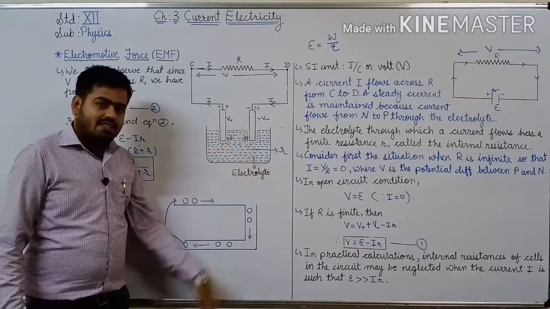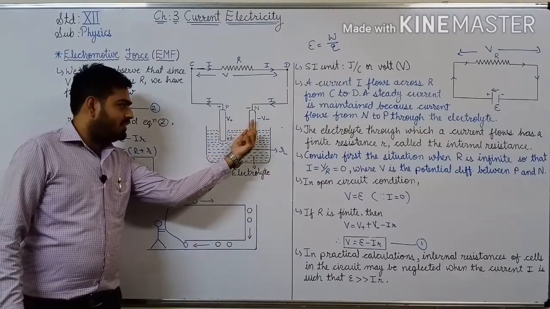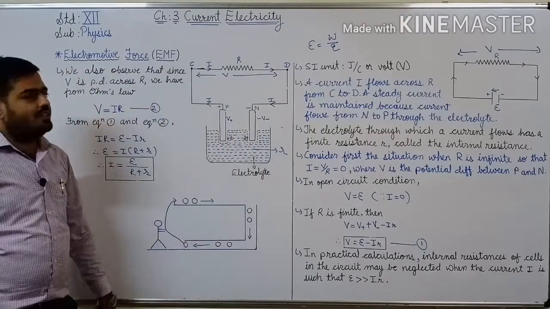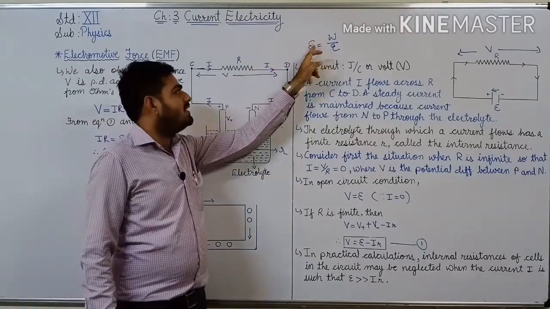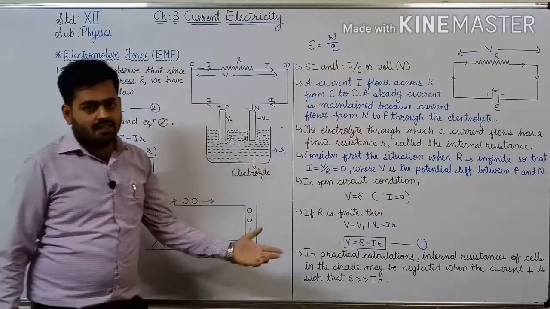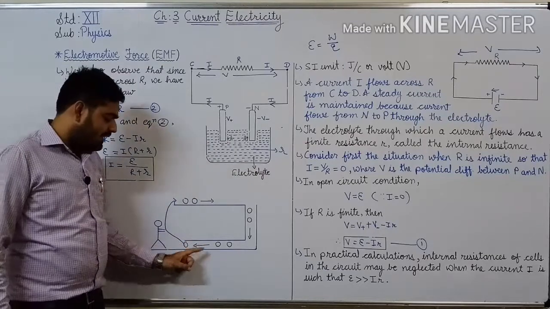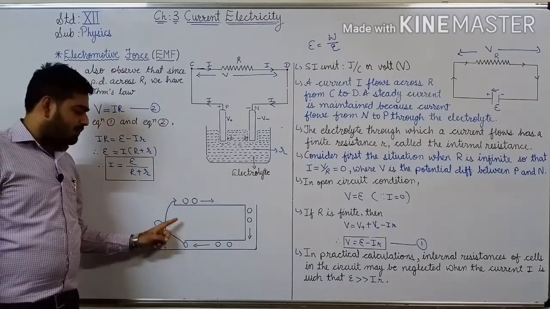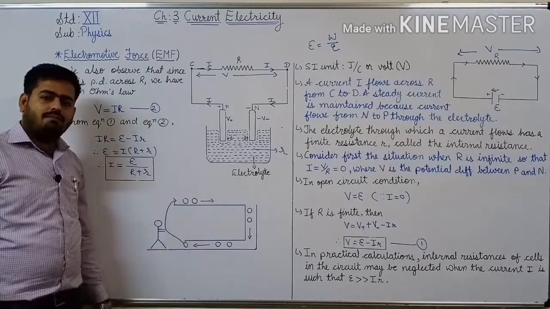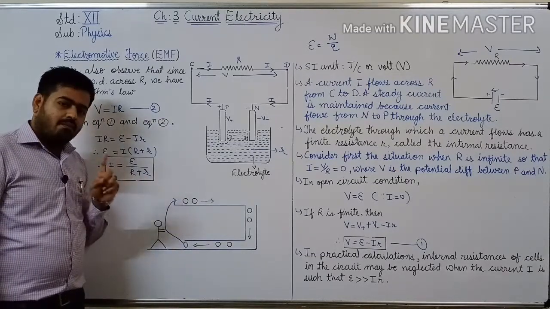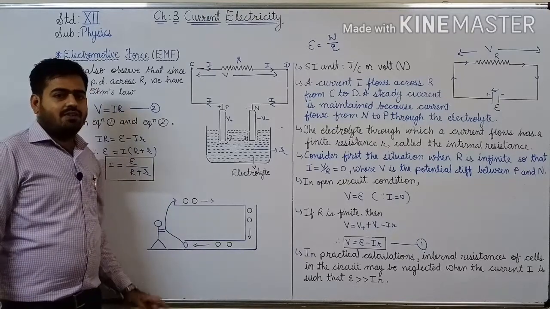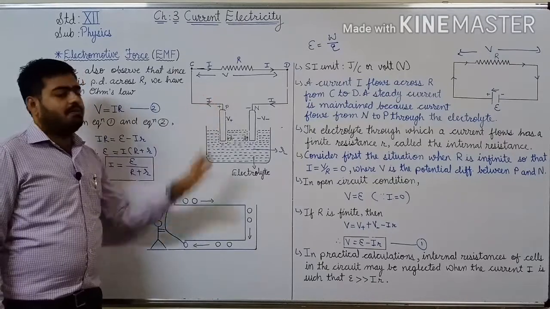So whatever work is done in taking unit positive charge from this terminal to this terminal is called EMF. Therefore work done per unit charge is called EMF. Therefore the unit of EMF is joule per coulomb, and that is called volt. In the same way, work done in taking this marble from here to here is nothing but the EMF of the man. So work done per marble is nothing but the EMF of this man. This way we can understand the concept of EMF.